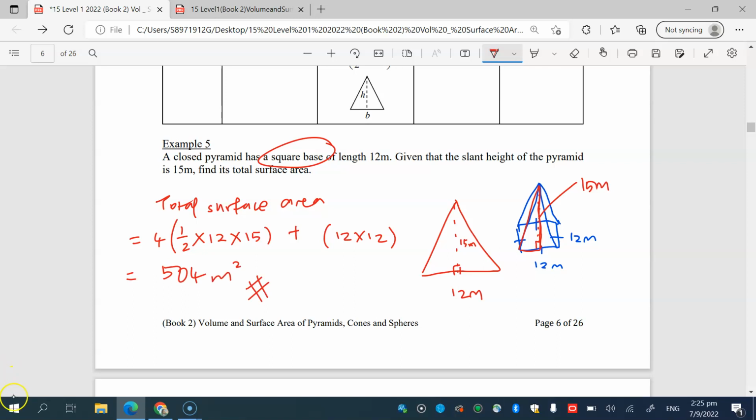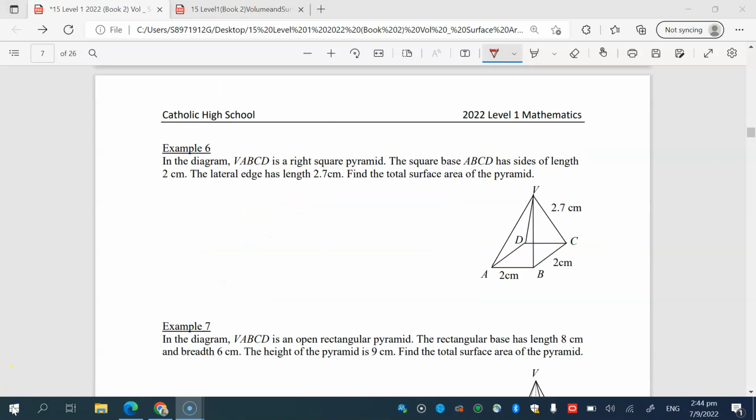All right. Okay, moving on with example 6. In the diagram, VABCD is a right square pyramid. So this is a square here, right? The square base ABCD has sides of length 2 cm. The lateral edge has length 2.7 cm.